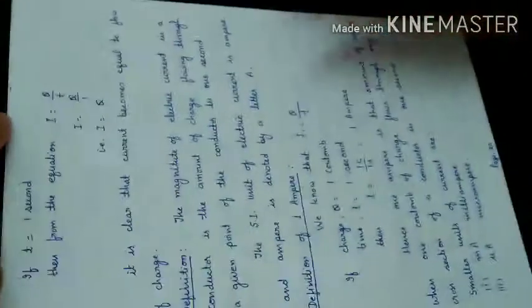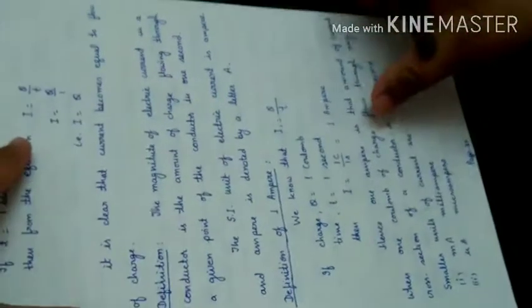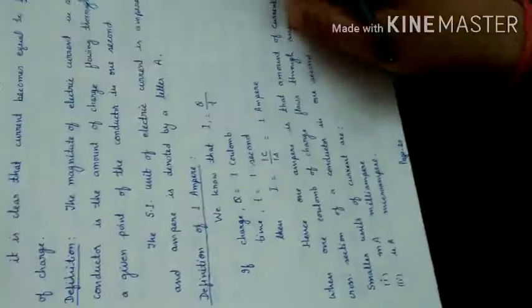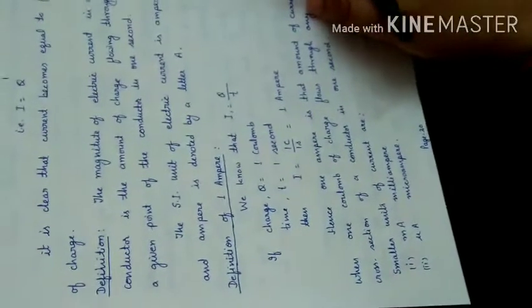The SI unit of electric current is ampere. करंट की SI यूनिट जो होती है वो एम्पियर होती है, and ampere is denoted by a capital A. इसको कैपिटल A से रिप्रेजेंट करते हैं. Definition of 1 ampere. So these all are the definitions, very important from the examination point of view.